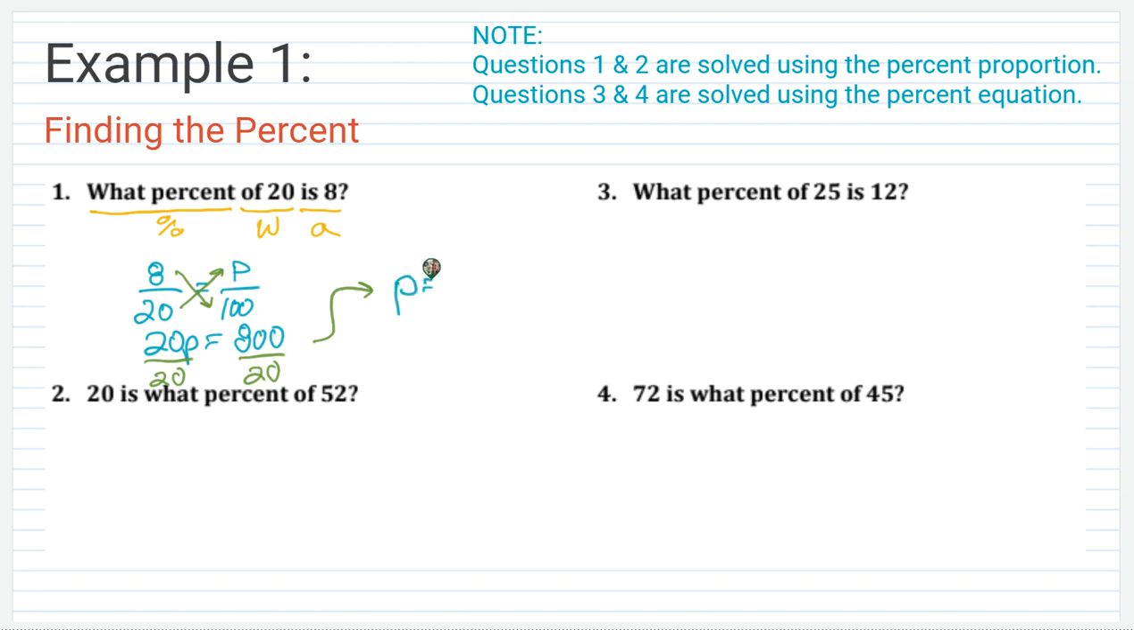So P equals 40. And then we are going to add our label, percent. With this problem, we are going to have a label because we are finding the percent.